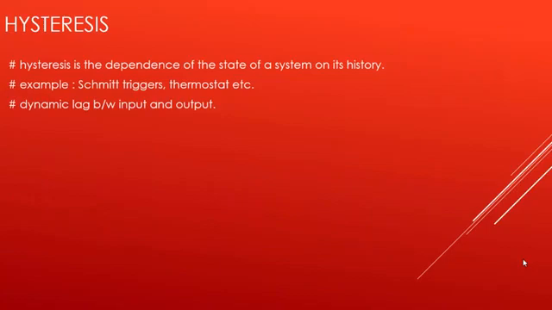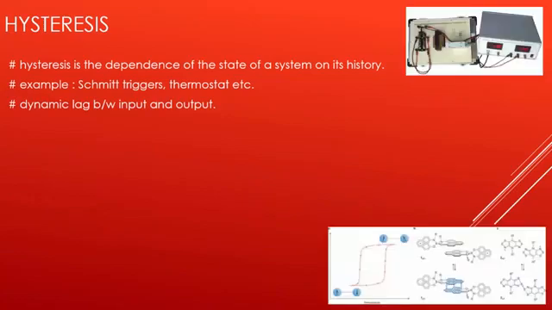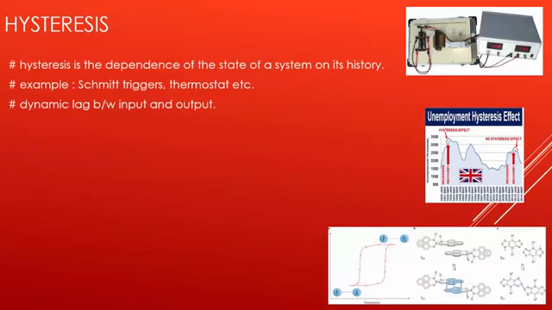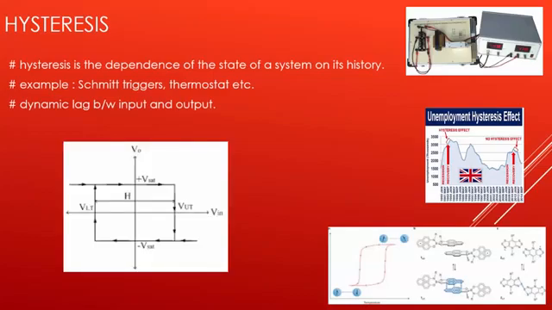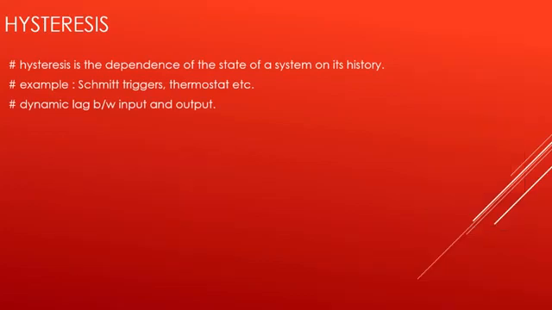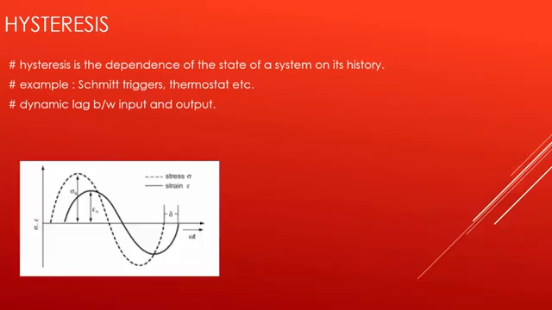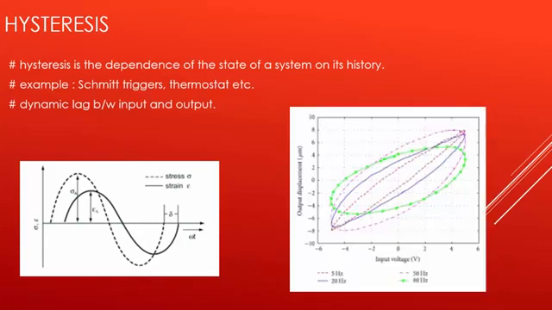Hysteresis can be found in physics, chemistry, engineering, biology, and even in economics. For example, in thermostats and Schmitt triggers, it prevents unwanted frequent switching. Hysteresis can be dynamic lag between an input and output that disappears if the input is varied more slowly, and this phenomenon is particularly known as rate-dependent hysteresis. And the last thing that you should know about hysteresis is that the systems are non-linear.